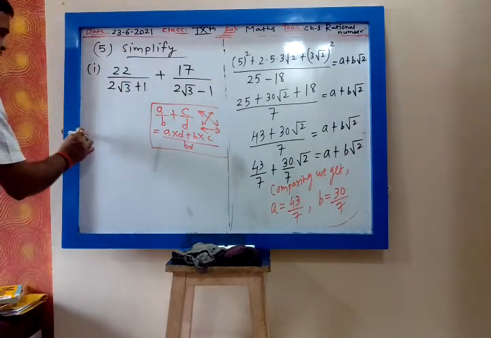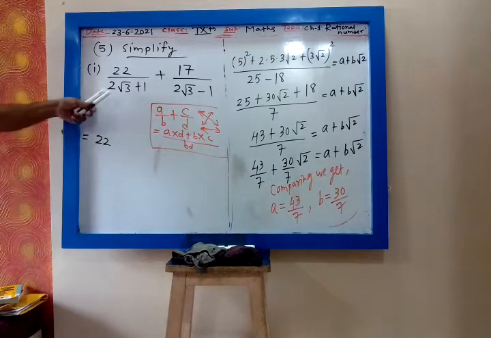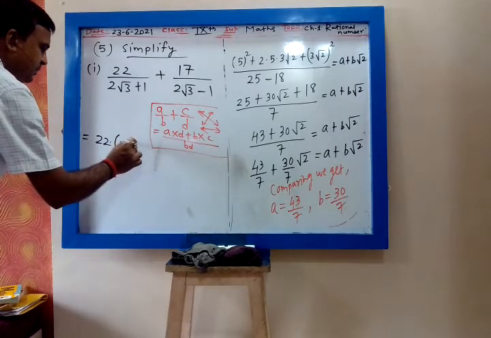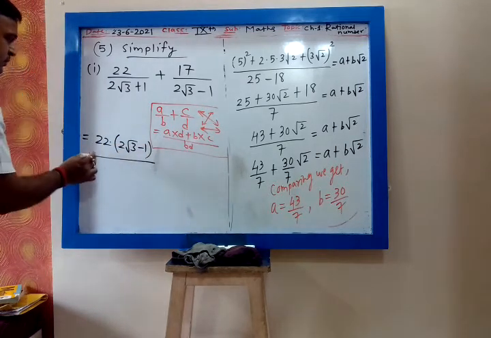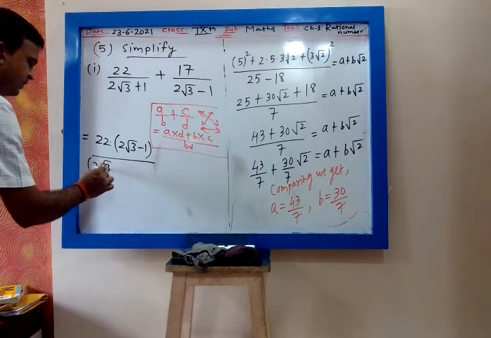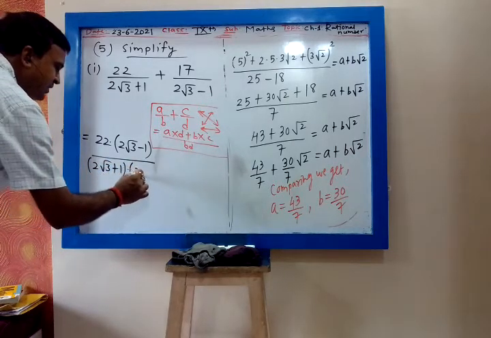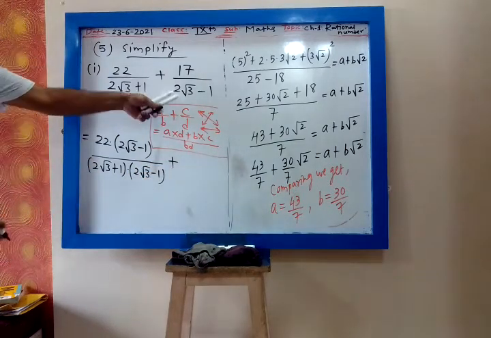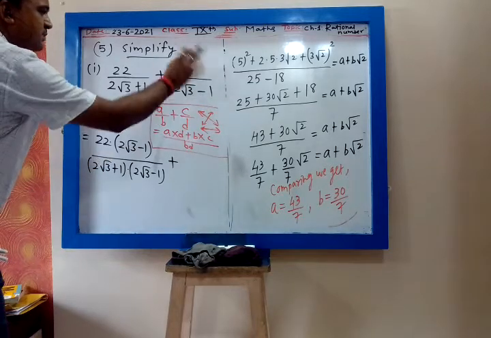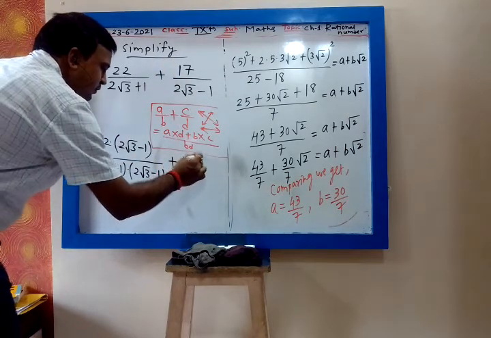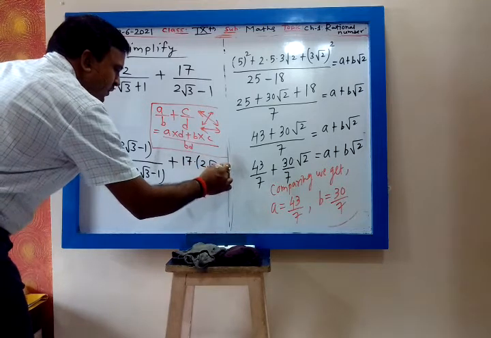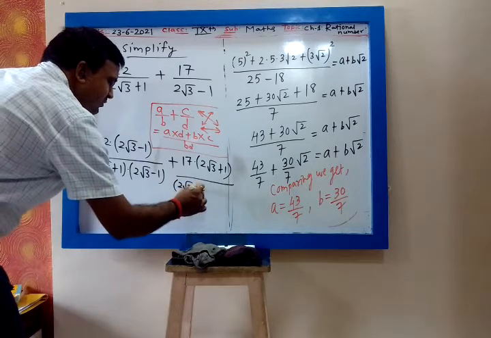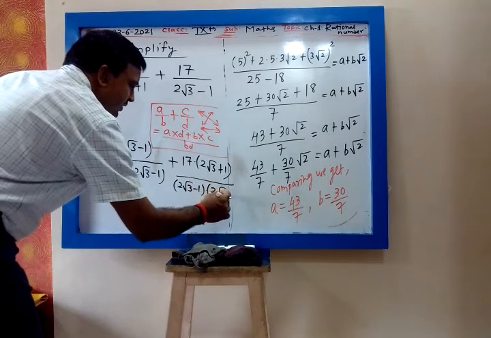Let me do that. So that will be 22. What will the rationalize the denominator? 2 root 3 minus 1. So 22 into 2 root 3 minus 1 upon 2 root 3 plus 1 into 2 root 3 minus 1. We have rationalized the denominator of the first term, plus rationalize the denominator of the second, so 2 root 3 plus 1. So 17 into 2 root 3 plus 1 upon 2 root 3 minus 1, 2 root 3 minus 1 into 2 root 3 plus 1.